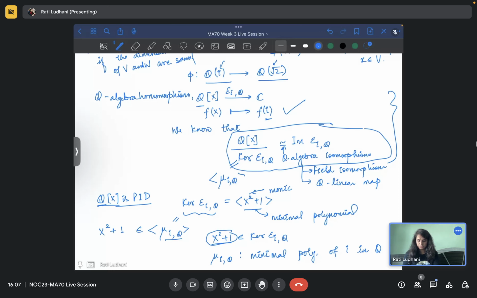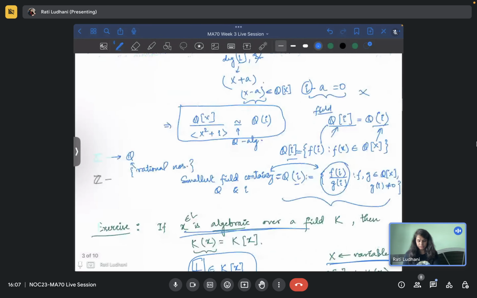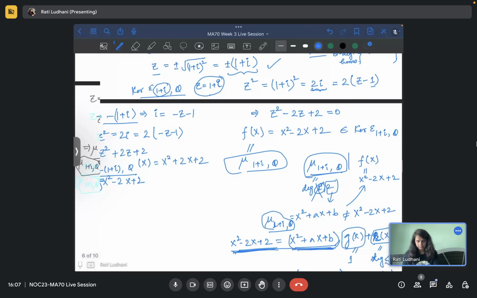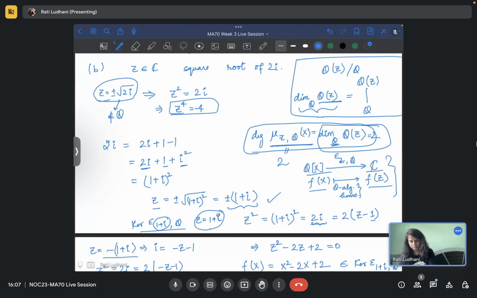So here again what we did, we had this. So change the color. Okay, so you have this. From this you get Q[x] mod the minimal polynomial of z, isomorphic to Q(z).